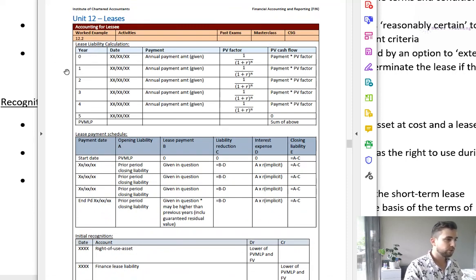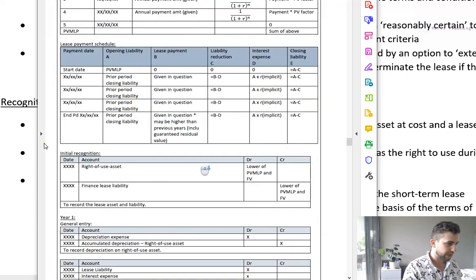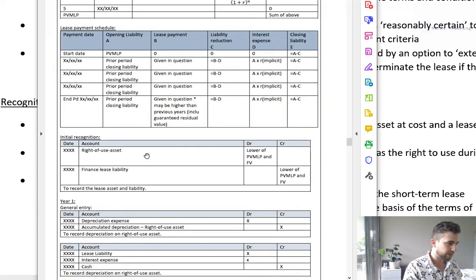So first of all, we need to add up, what's our lease liability calculation? What's our lease payment schedule? So you do your start date, which is your present value of minimum lease payments. So you basically add up all of your lease payments and figure out the present value of it. That's your asset value. So you can see down here that for the right of use asset, the journal is debit right of use asset, credit lease liability. So you basically recognize the lower of present value of minimum lease payments and fair value. And then your liability is the same.